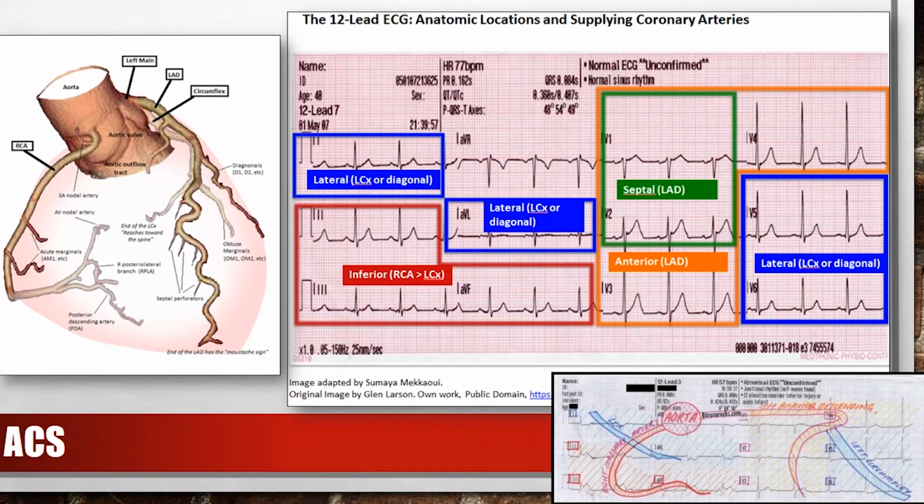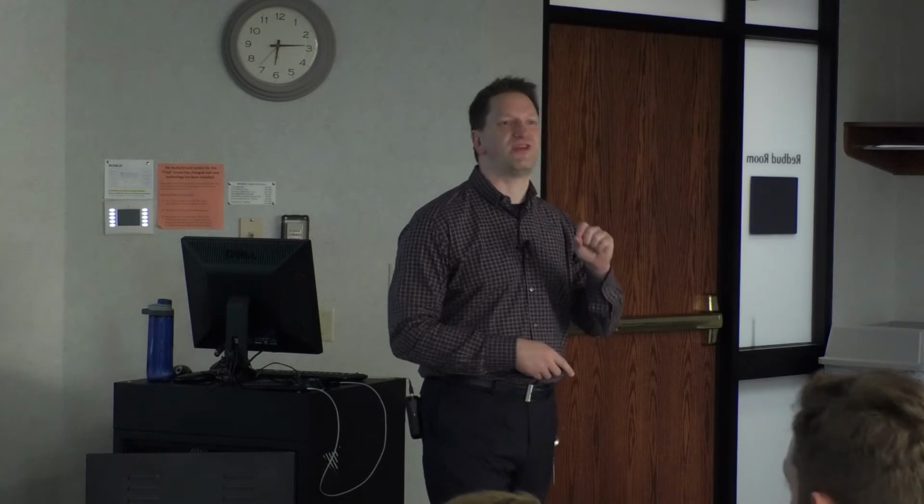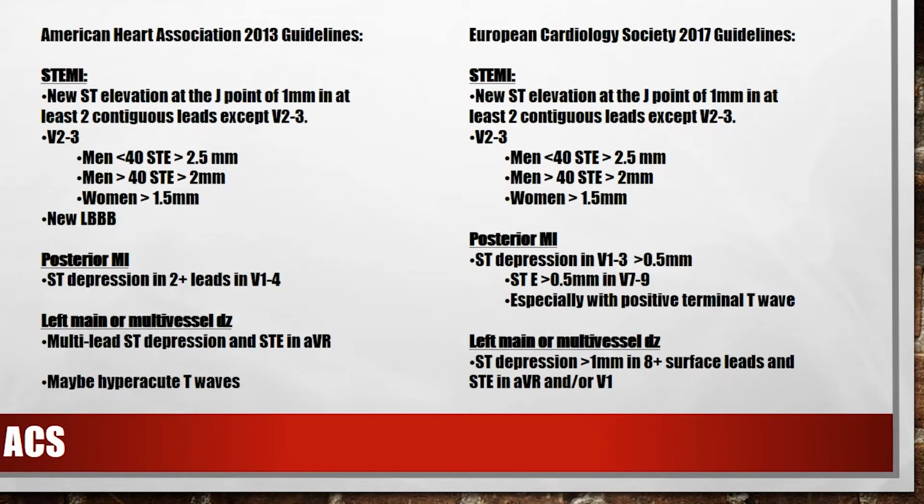Okay, so what is a STEMI? A STEMI is an elevation of the ST segment of at least 1 millimeter, and here is the key, in at least 2 contiguous leads. Contiguous means 2 leads in the same territory, okay? 2 leads in the same territory. The exception to that is V2 to V3. The reason for that is because lots of people have a little bit of ST elevation in V2 and V3 all the time. It's called early repolarization. You don't have to worry about that. Okay? There you need 2 millimeters of elevation and preferably 2.5.